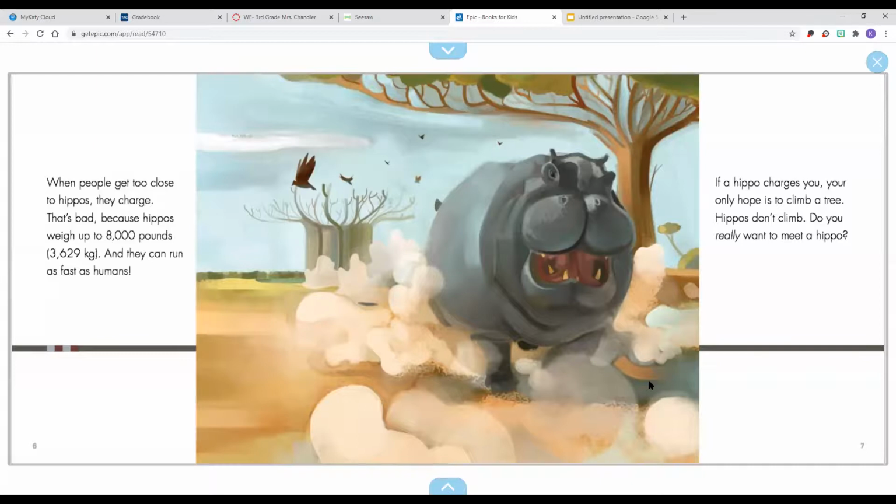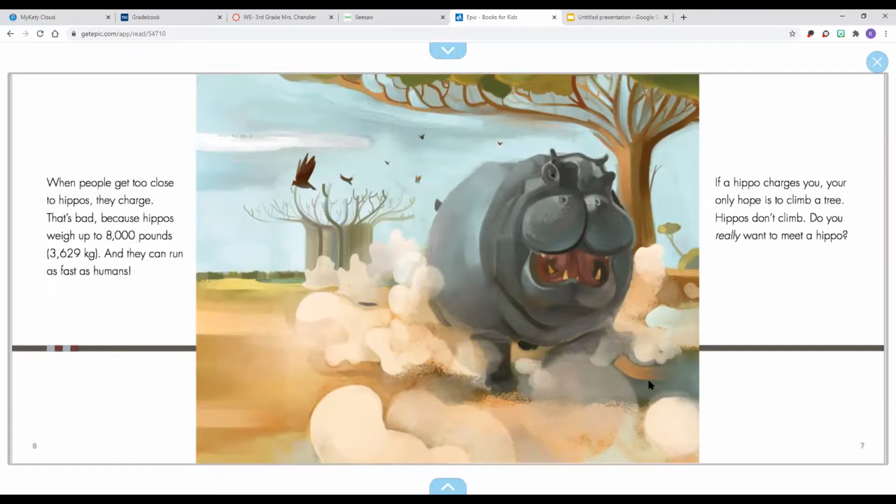Walter, what do you think the supporting detail is? There's many on the page, but I'm just gonna tell you one. Okay. That if a hippo charges at you, your only hope is to climb a tree. So if you don't know how to climb a tree, that probably would be pretty bad. So you probably don't want to meet a hippo.